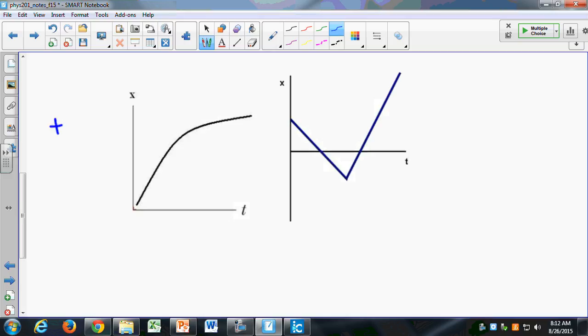So I have a positive v, a decreasing v, and a negative acceleration for this case. This other one's pretty simple. Here I have a negative velocity, acceleration is equal to 0, and here I have a positive velocity, acceleration is equal to 0.